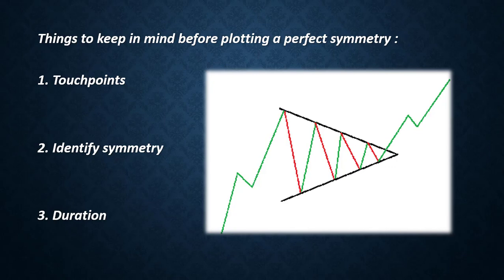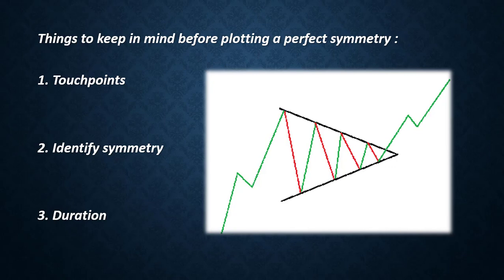Symmetrical triangles are also called coil or converging triangles. It usually forms during a trend as a continuation pattern. So these are the three things you need to keep in mind to plot a perfect symmetrical triangle. First, touch points. There should be at least two touch points on either side of the trend line. Second, identify symmetry. The upper trend line should slope downwards and the lower trend line should slope upwards. That is, there should be a series of lower highs and higher lows to qualify it as a symmetry.